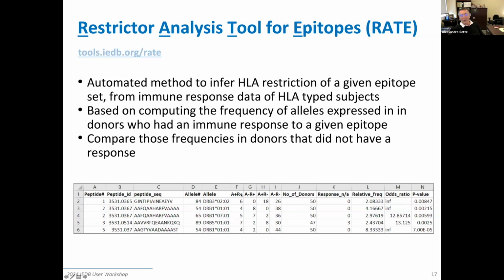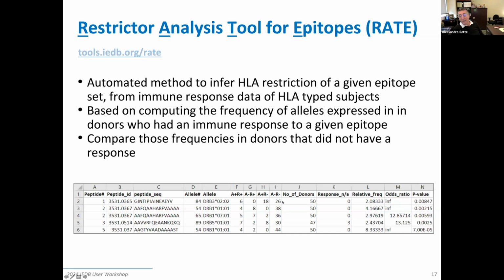In this particular case, 6 people expressed this particular DRB3*0202 HLA molecule and were also responders. And in no case did you have a responder that was negative for this DRB3 molecule. Of course, restriction is not absolute. You would also have some people who express the HLA in question but did not respond.